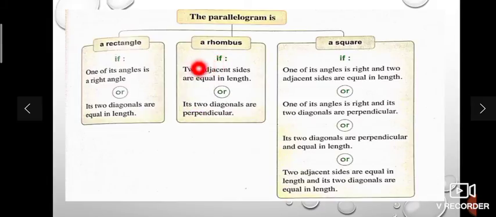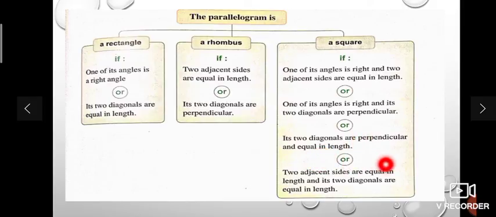Rhombus if two adjacent sides are equal in length, then the four sides are equal, or two diagonals are perpendicular. Parallelogram is a square if one of its angles is right and two adjacent sides are equal in length, or one of its angles is right and two diagonals are perpendicular, or two diagonals are perpendicular and equal in length.